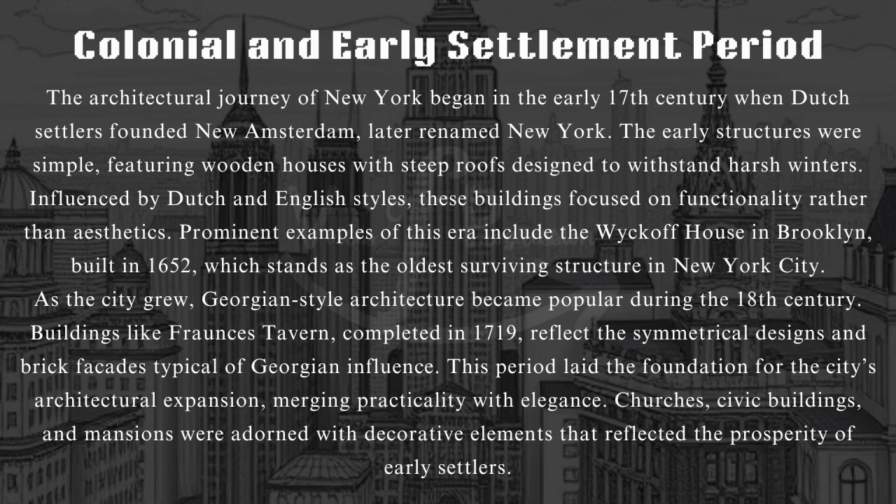As the city grew, Georgian-style architecture became popular during the 18th century. Buildings like Fraunces Tavern, completed in 1719, reflect the symmetrical designs and brick facades typical of Georgian influence. This period laid the foundation for the city's architectural expansion, merging practicality with elegance. Churches, civic buildings, and mansions were adorned with decorative elements that reflected the prosperity of early settlers.